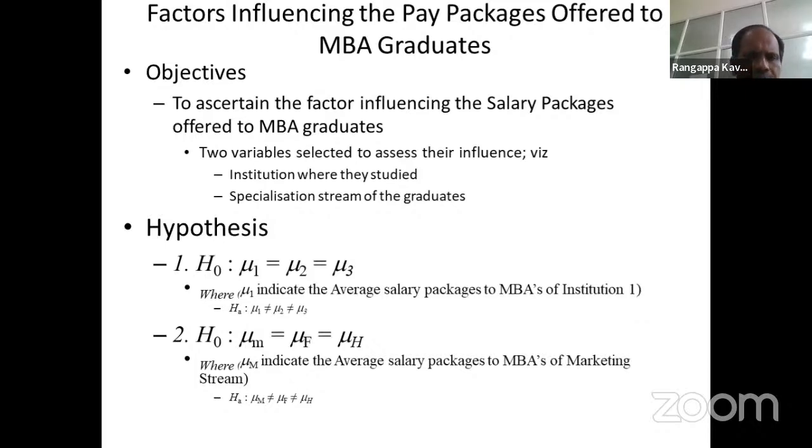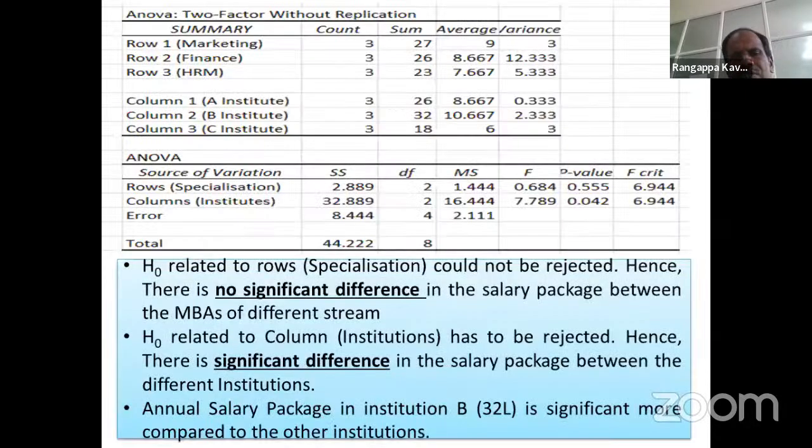So in this case, if we calculate the analysis of variance table for this, let us assume that we get a result like this. See, for marketing stream, the results pertaining to rows, that means marketing, finance, and HRM.